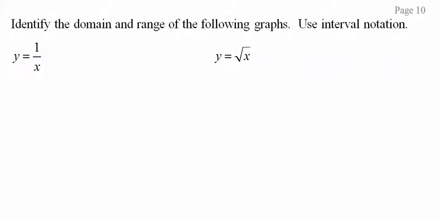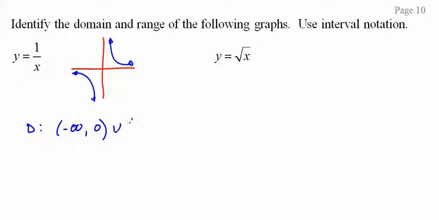So identify the domain and range of the following graphs. Well, I've done all these in my calculator already. So 1 over x looks like this. To find the domain, we'd have to say negative infinity all the way up to 0, but not including 0, and 0 to positive infinity. A lot of people look at that and say, wait a minute, isn't that everything? I say, nope, there's no 0, and the range is the exact same thing.